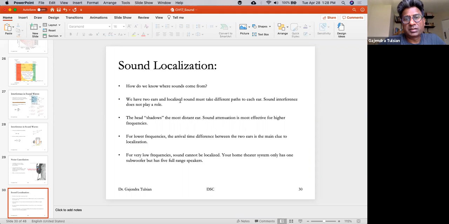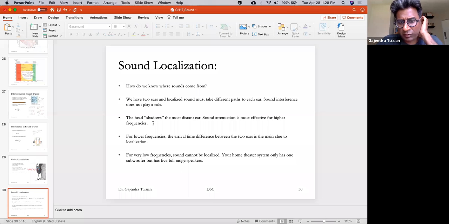You have two ears, and so that's how you can localize sound. For instance, if humans were born with just one ear, we wouldn't be able to localize sounds. And just like that, if you were born with only one eye, you would not have depth perception, and so on. So the head shadow, the most distant ear, sound attenuation is most effective for higher frequencies.